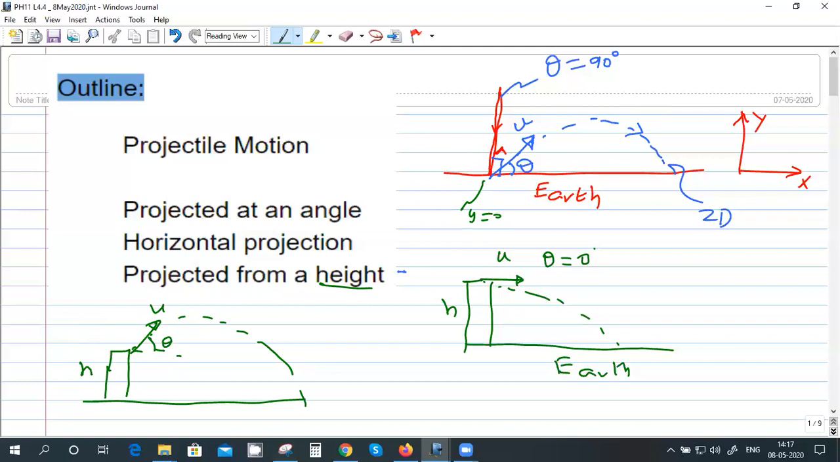So these are the different types of projectile motions we can have. One is from the earth at an angle theta, the second is horizontal projection, that will be from a height. And the third is from a height we can project it at an angle. So projectile motion in general is a 2D motion. Vertical motion is a special case of projectile motion. That is not referred to as projectile motion. So by projectile motion, we understand that it is a 2D motion.